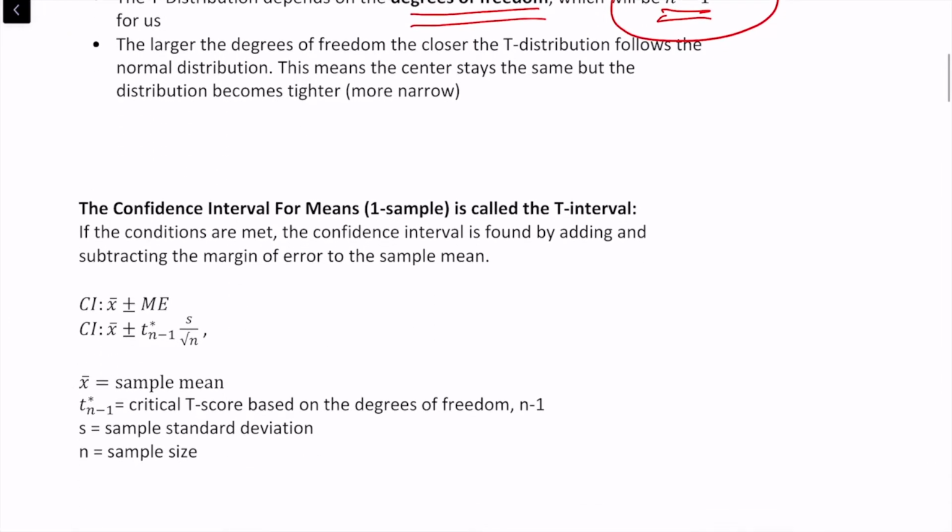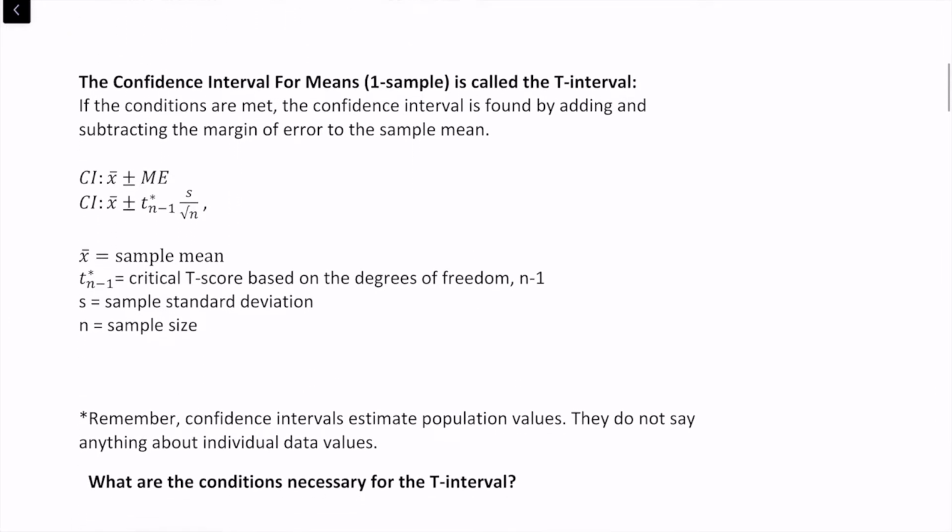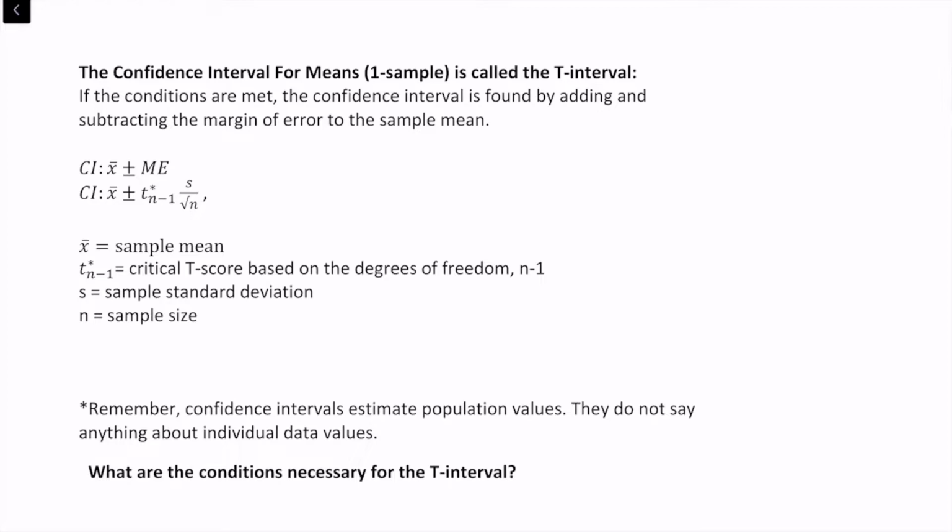The confidence interval for means we call the T interval for one sample. If the conditions are met, then the confidence interval is found by adding and subtracting the margin of error to the sample mean. Remember, we're trying to find a confidence interval for means. So you take X bar, and add and subtract your margin of error.